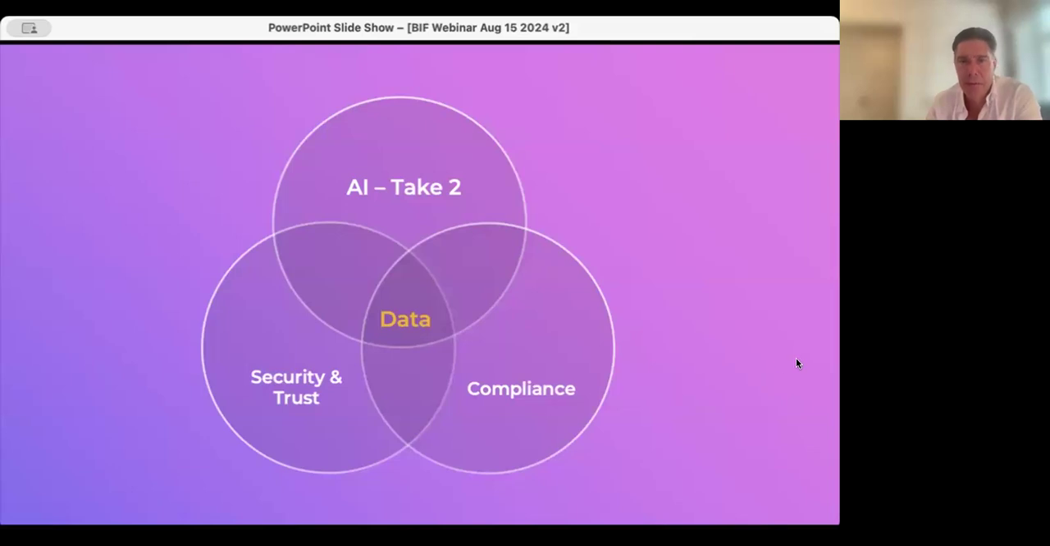We focus this year on 3 things, which I would like you to take with you. One is AI Take 2, and I will explain that a little bit more later on. We talk about security and trust because it's so very much linked into this, and of course, compliance. But in the middle of all of this, it's still about data, which is the foundation for working with AI, but also the foundation for building new ecosystems and digital platforms, which create the new business models.